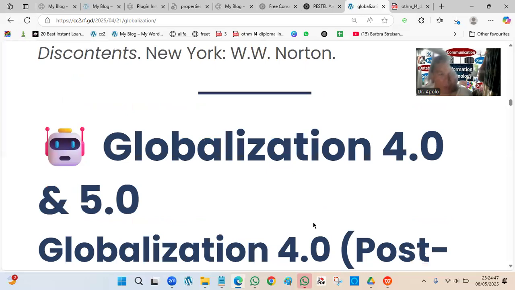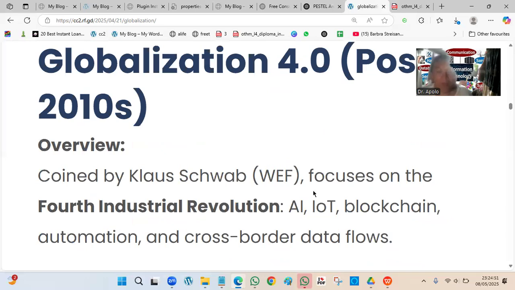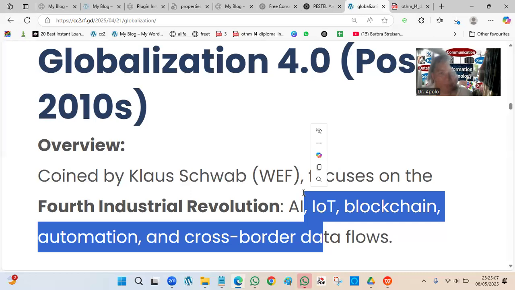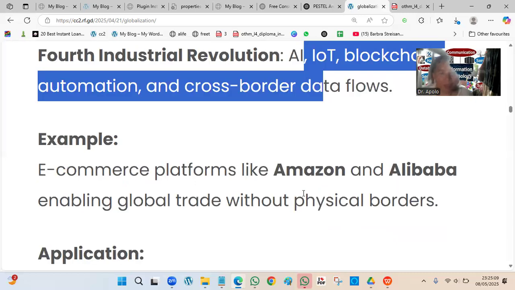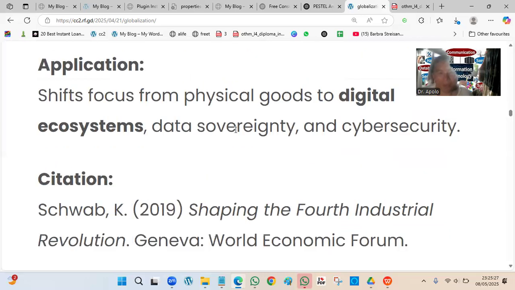Globalization 4 and 5, the post-wave framing coined by Klaus Schwab, focus on the Fourth Industrial Revolution: the emergence of AI, Internet of Things, blockchain, communication, automation, and cross-border activity. Some of the technology has been there already. E-commerce platforms like Amazon and Alibaba are using those technologies. The implication: a shift from physical goods to a digital ecosystem. Data sovereignty and cybersecurity are now the key important things.